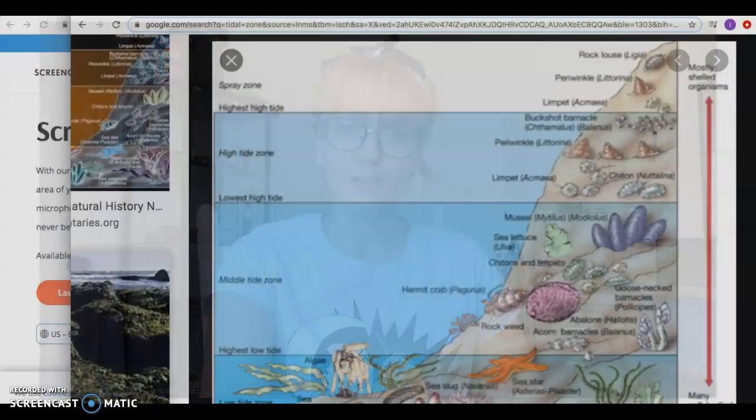We're going to focus just on one small little area, and this is also piggybacking on the stuff we talked about with sea star wasting disease. So we're going to build up and keep learning a little bit more about why sea stars are so important. So let's take a look at what is an intertidal zone.